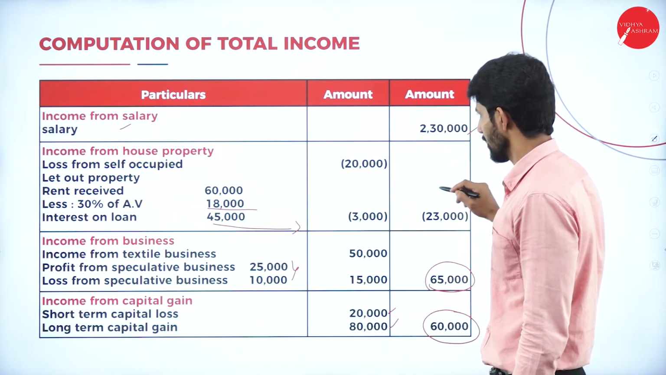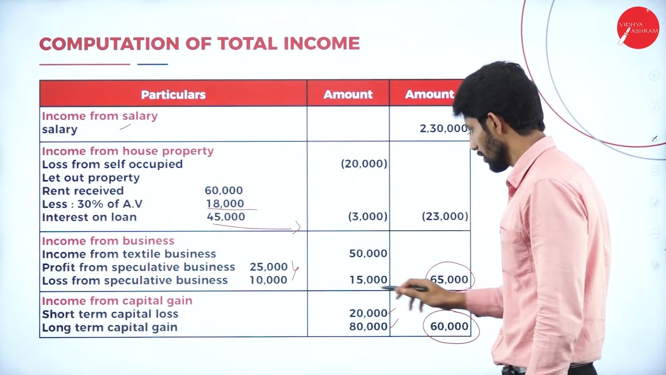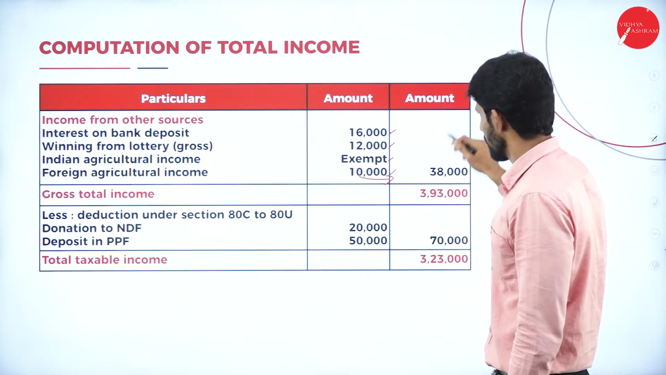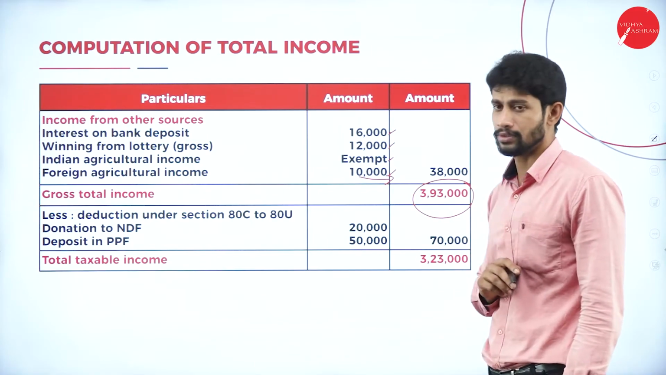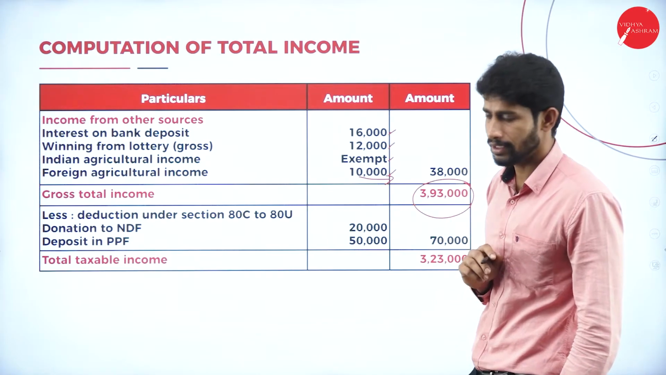So if you total the outer column, from salary, house property, business and profession, capital gain and other sources, you will get 3,93,000 rupees. How much you will get? You will get 3,93,000 rupees.